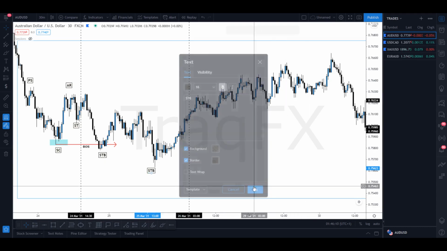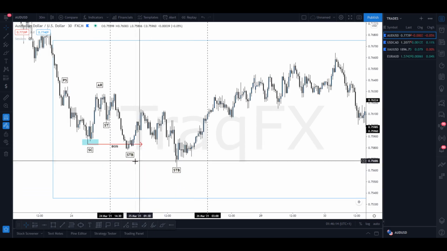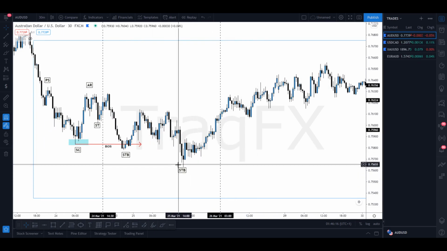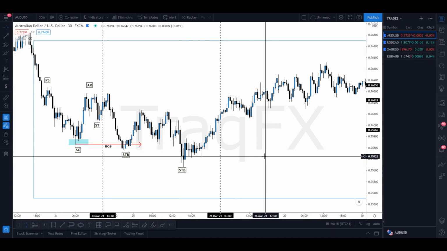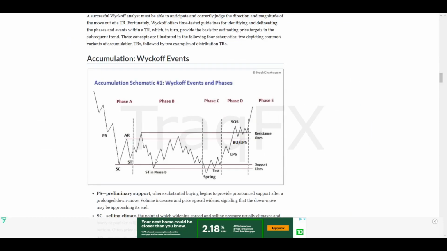Like I said before, there's going to be tons of STBs, and it's literally impossible to assume the spring is going to happen below here. The way you'll understand when the spring is going to happen is simply by waiting and having patience, and I'll show you. So at this point, the market makes its rally up, and we can see that in phase B, we see a major rally up.